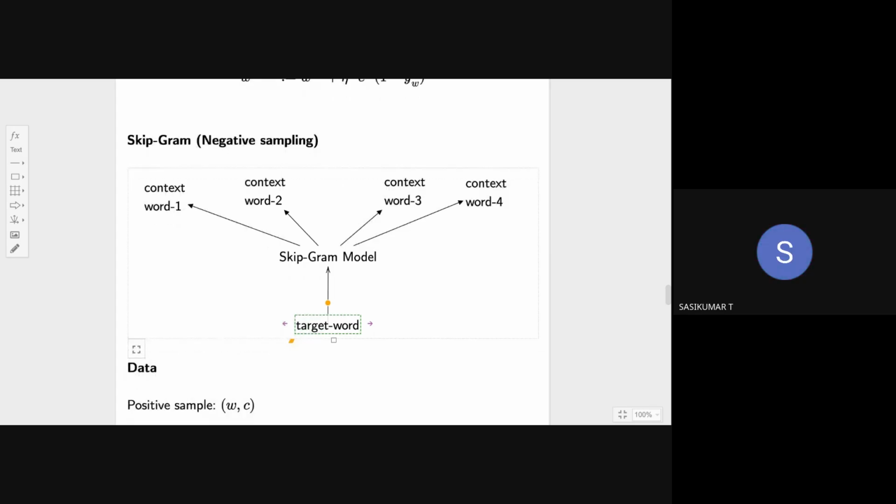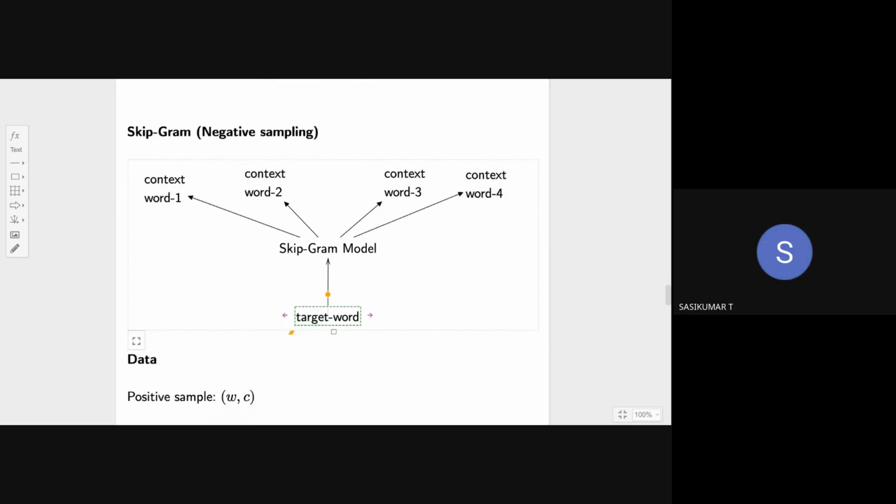Sir, this negative sample, where are we taking it from? Is it from this V only, or is it from somewhere else? Sorry? As you have told, for negative words, are we taking them from the same V vector, or is it from somewhere outside?